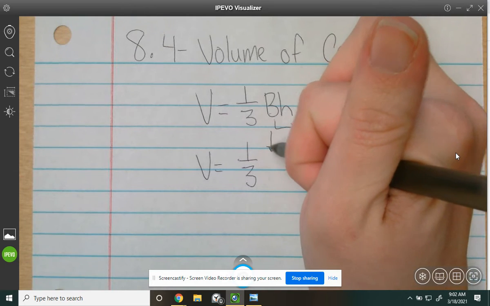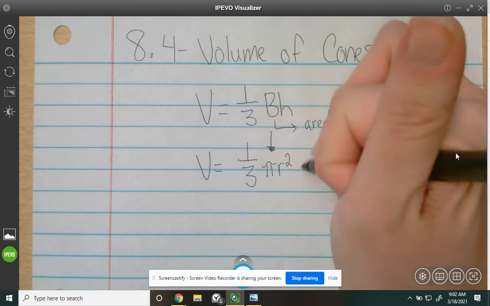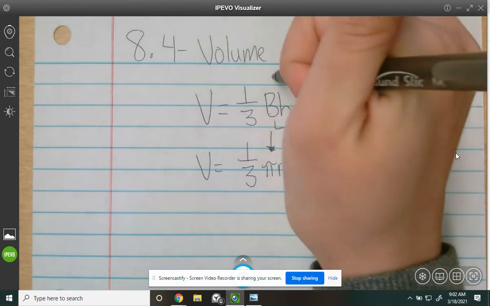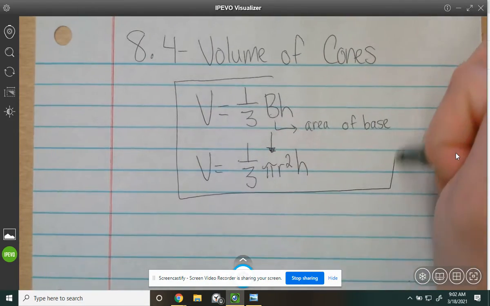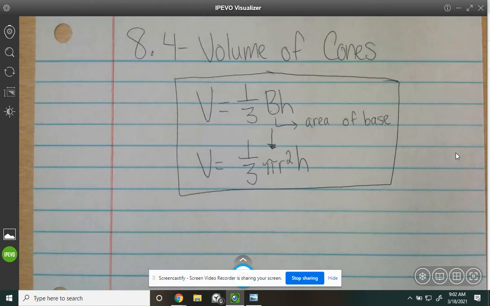Instead of B, we know the area formula for a circle is pi r squared, and then we can drop our h down. So it's the same thing as cylinder volume, except we have a 1/3 in front because it's 1/3 of the volume of a cylinder of the same size.